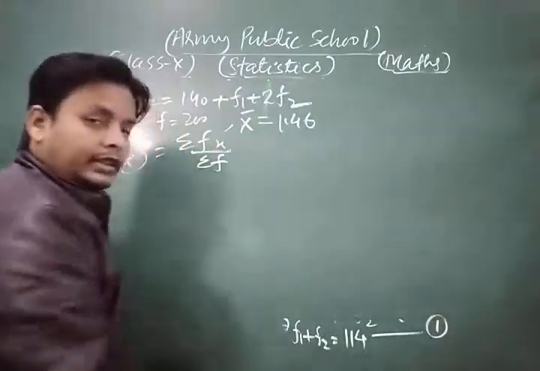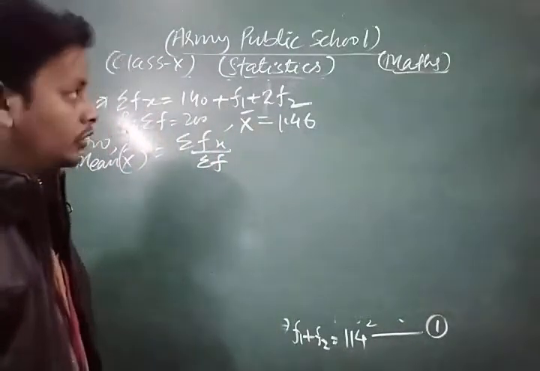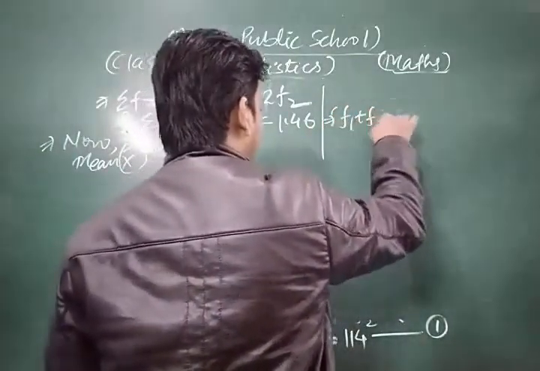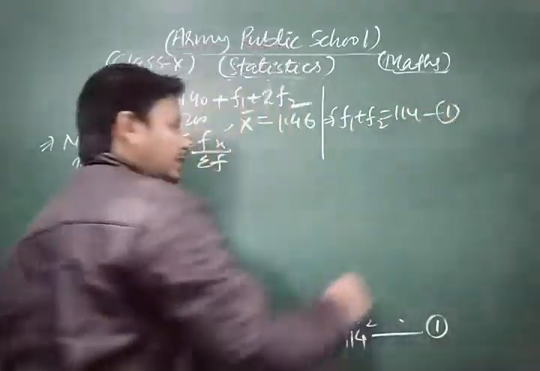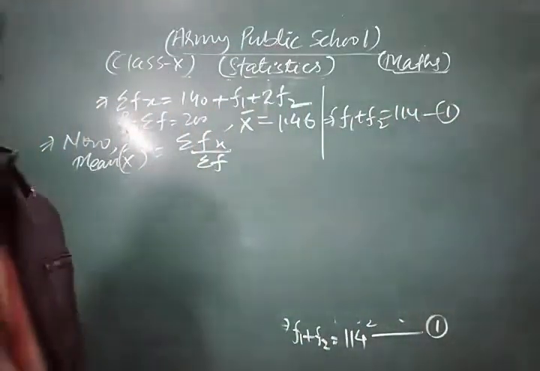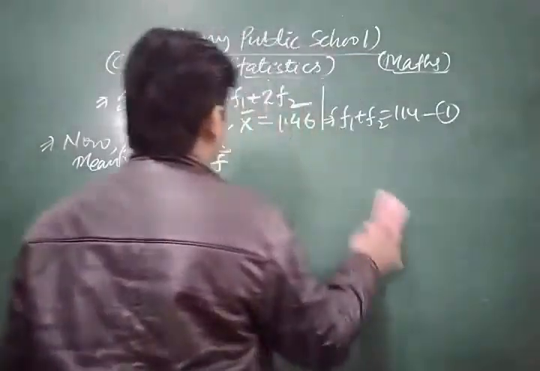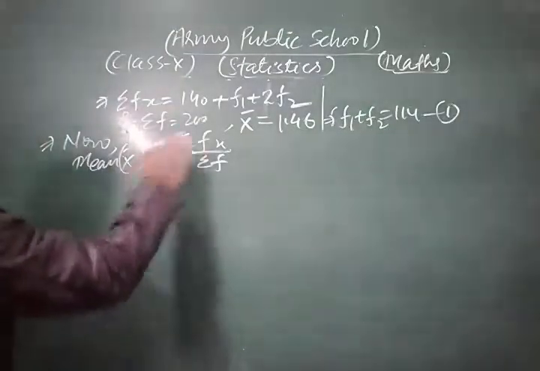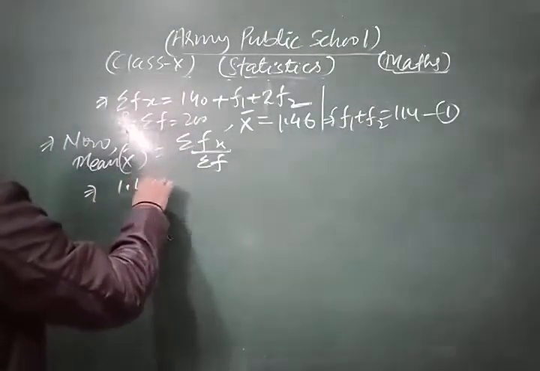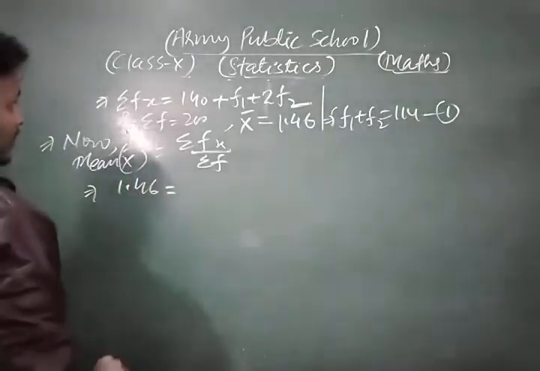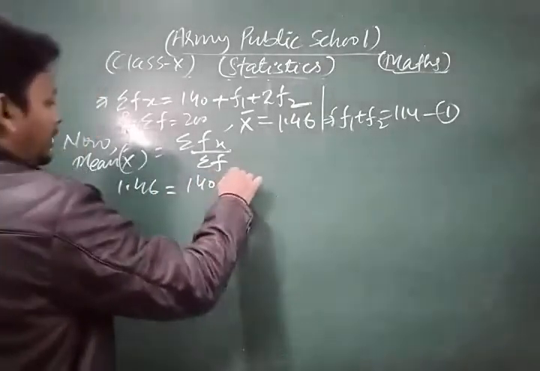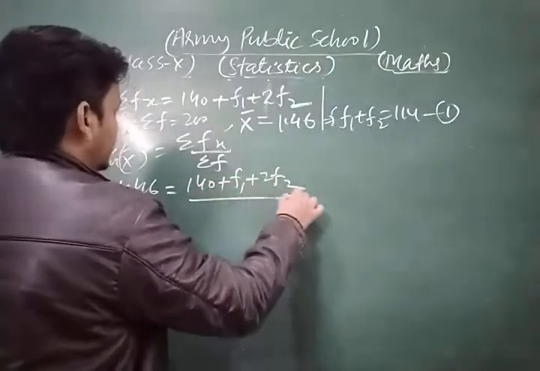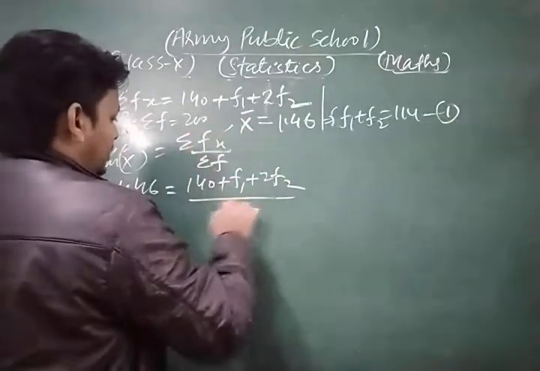Here we have a very important relationship: F1 plus F2 is equal to 114. This is equation 1, yes. Now we apply the formula for mean. Mean is 1.46, equal to sigma fx, which is 140 plus f1 plus 2f2, divided by sigma f, which is 200.